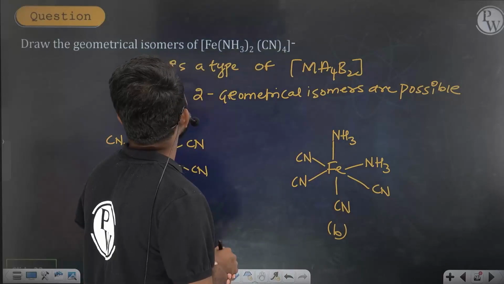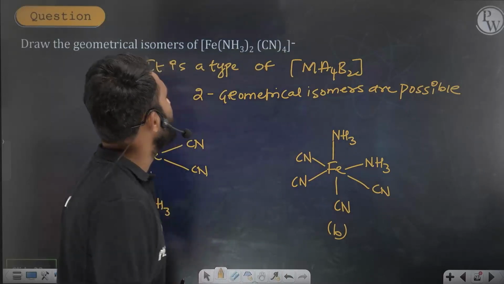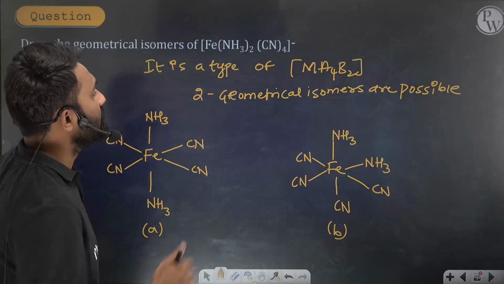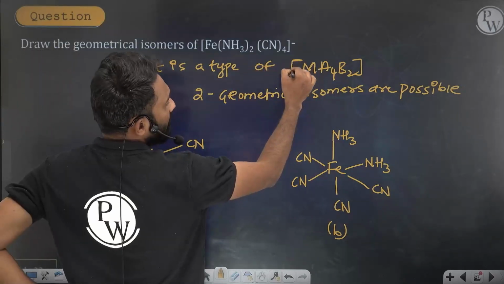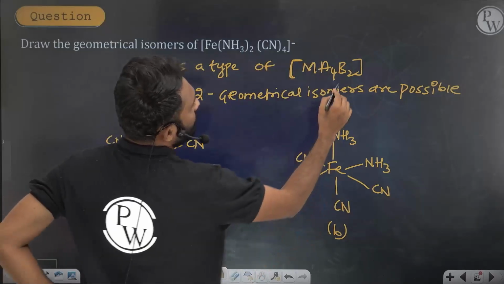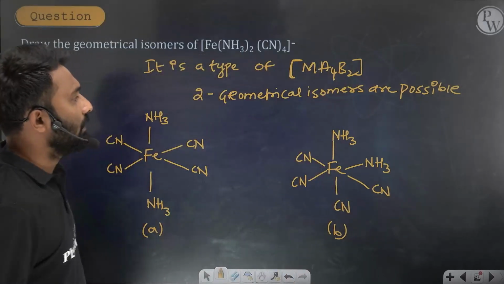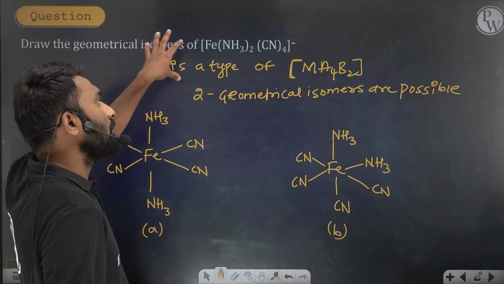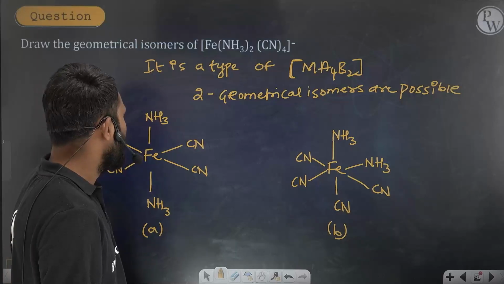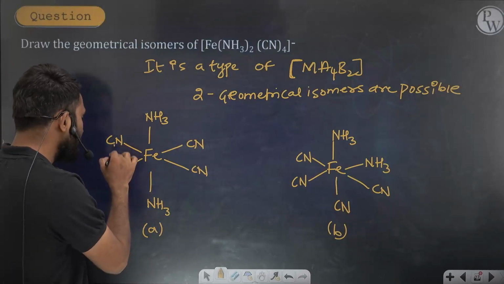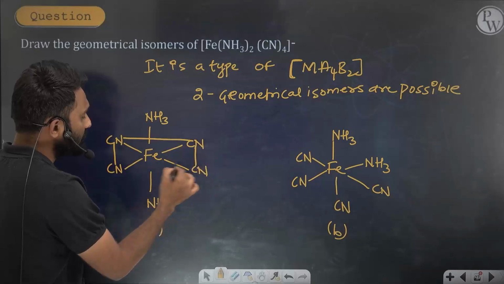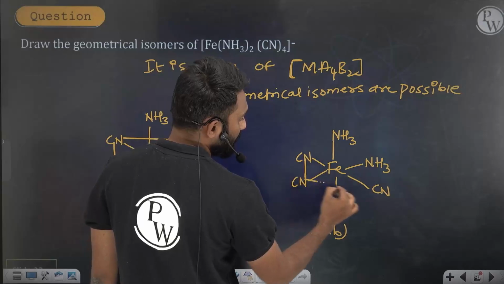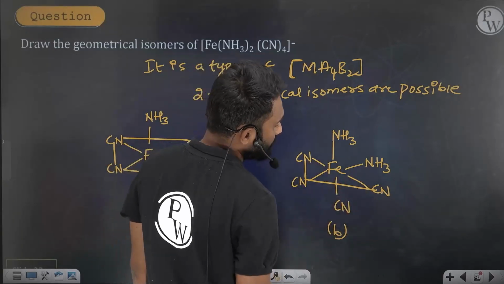Draw the geometrical isomerism of Fe(NH3)4Cl2. Now this is the A4B2 type. Now two geometrical isomers are possible for this one. What are the two geometrical isomers possible for this one? It is the cis and the trans.